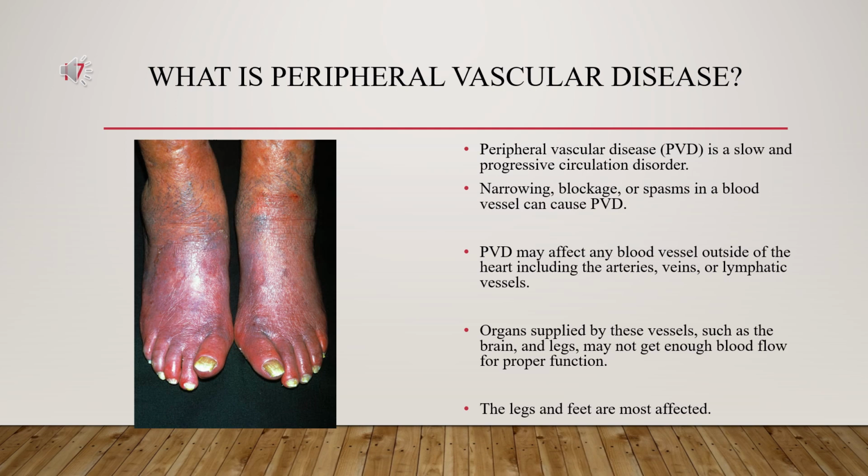Peripheral vascular disease is not going to happen overnight. It's a slow and progressive circulation disorder. The vessels are narrowed, they're blocking, they might spasm, and the blood can't really get moved back up to the heart. So peripheral vascular disease may affect any blood vessel outside of the heart, including arteries, veins, and lymphatic vessels.